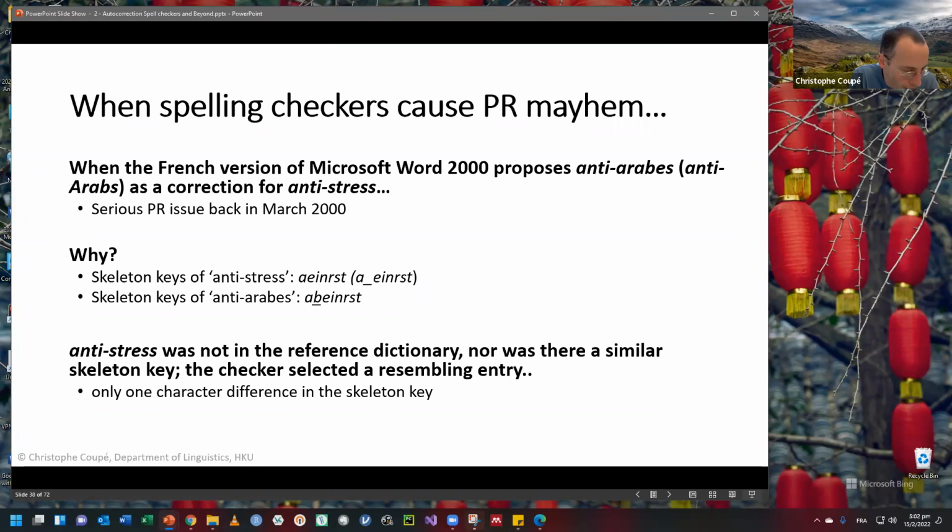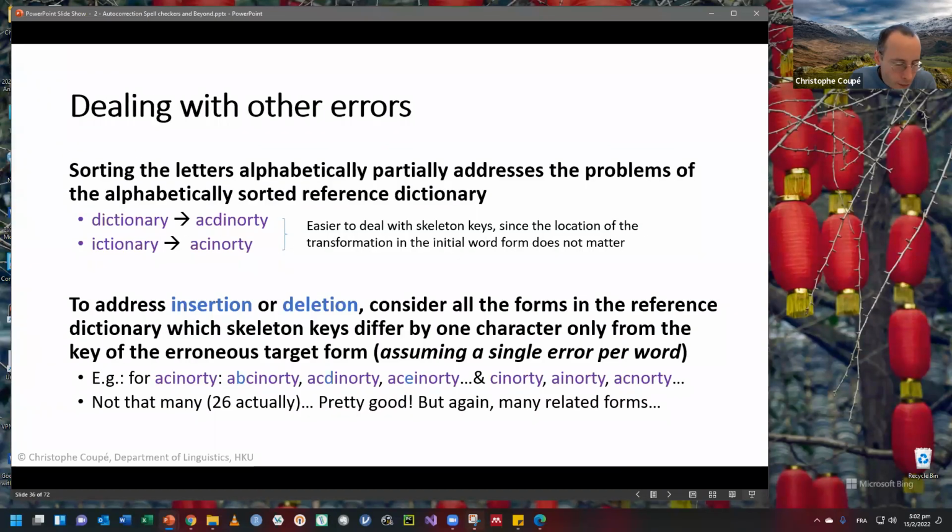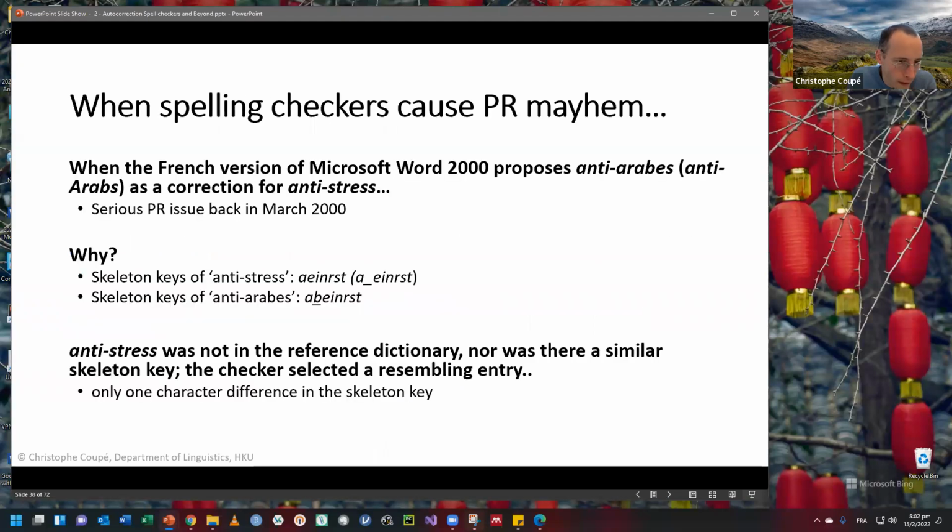So what would happen then? It happened that Microsoft would look for close skeleton keys to try to propose a correction. Actually one form which was very close is the one with an additional B: ABEINRST. And that was one of the only ones. And what was the word corresponding to this skeleton key? It was anti-Arabs. And that's why Microsoft Word would propose this word as a plausible correction.